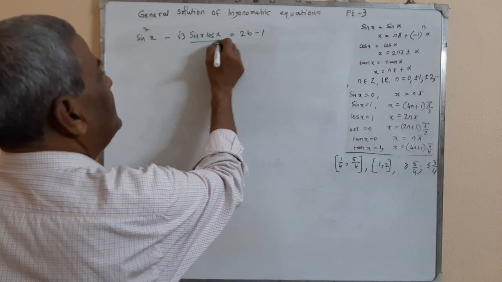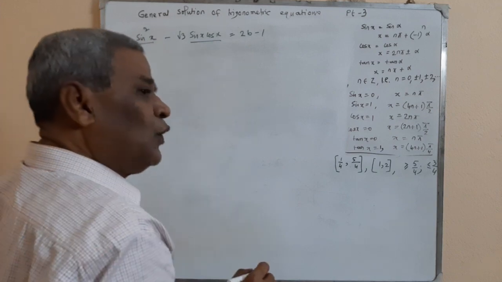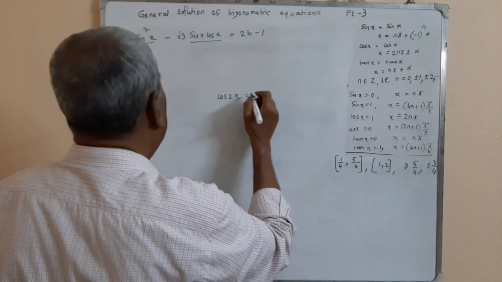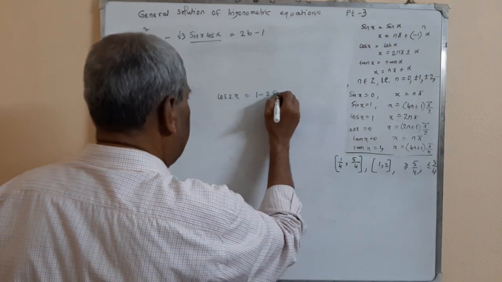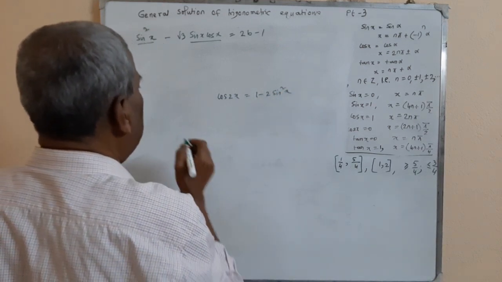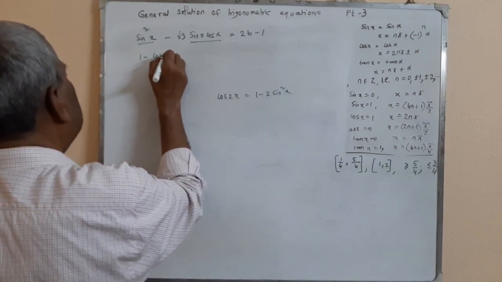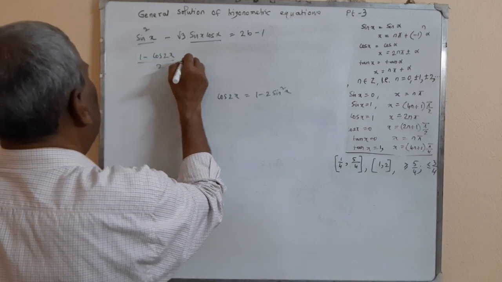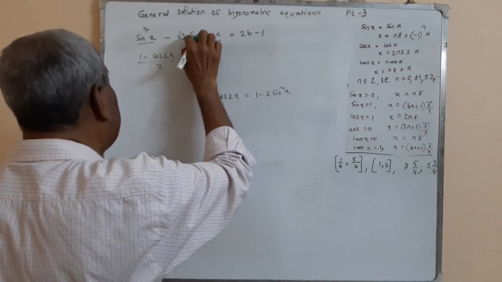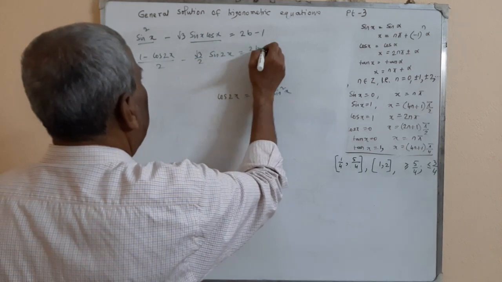Now this can be written in terms of sin 2x and cos 2x, because cos 2x is equal to 1 minus 2 sin square x. That is sin square x is equal to 1 minus cos 2x by 2. So it is equal to 1 minus cos 2x divided by 2 minus root 3 by 2 sin 2x, with a 2 in the denominator, is equal to 2b minus 1.